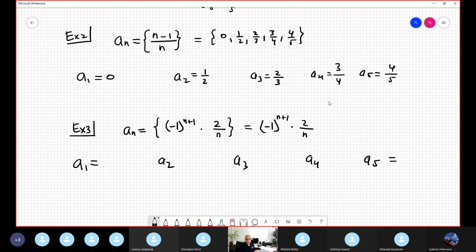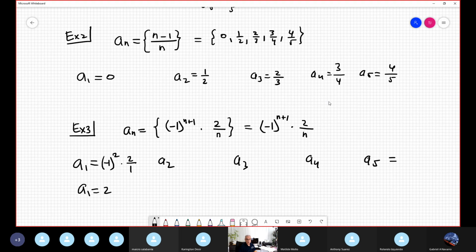N1 is plugging in 1 here. Listen to me. This is important. -1 and the exponent is 2 because 1 plus 1 is 2, and 2 over 1, right? So A1 is 2 because -1 squared is positive. It's important that you see the effect.